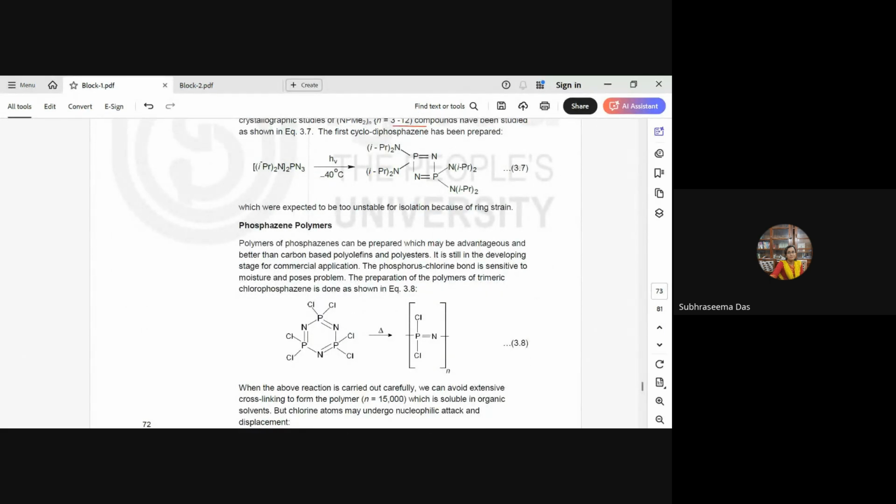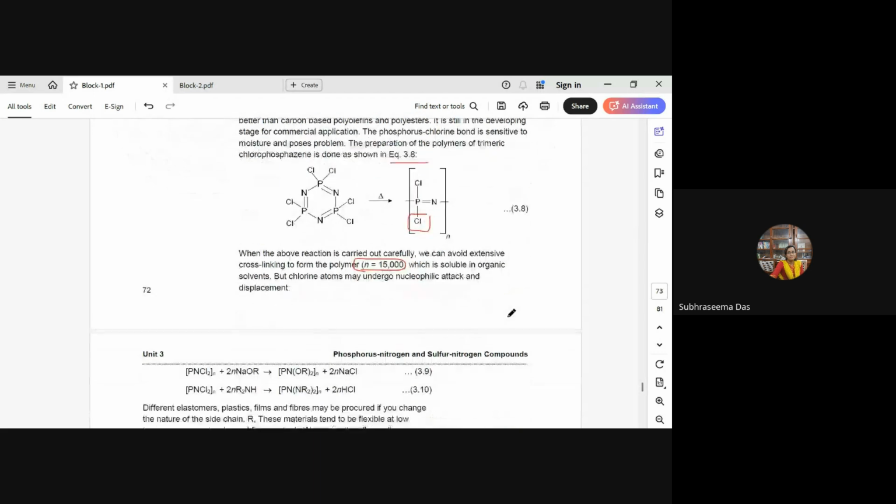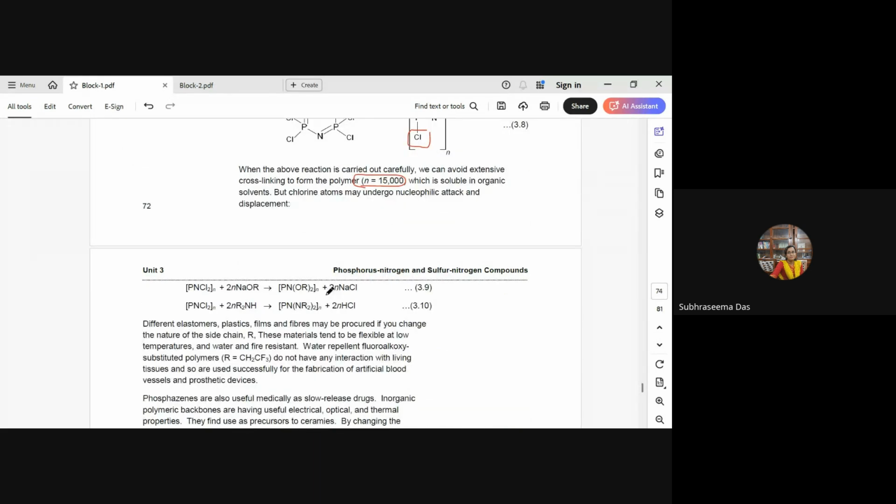Then coming to phosphazene polymers. The polymers of phosphazenes can be prepared, and they are advantageous and better than carbon-based polyesters. The preparation of the polymers of trimeric chlorophosphazene is shown in equation 3.8. Upon heating, when the reaction is carried out carefully, cross-linking of the polymer of n equal to 15,000 can be done, and the resulting product is soluble in organic solvents. But the chlorine present here also undergoes nucleophilic attack and displacement, as shown in equations 3.9 and 3.10.